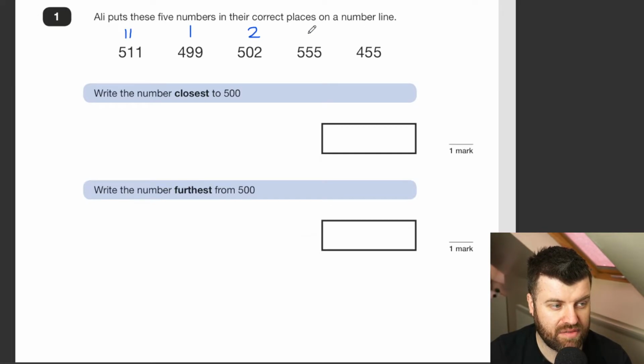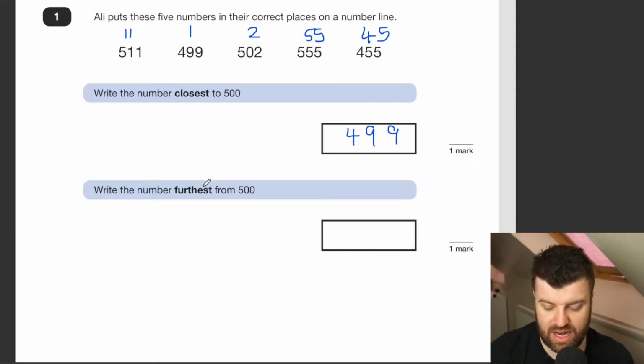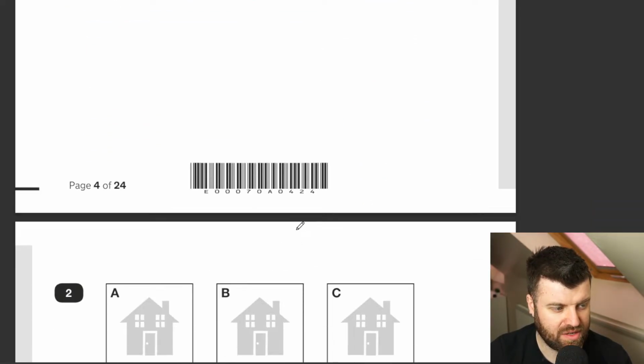502 is 2 away. 555 is obviously 55 away. And 455, you might think, oh, it's 55 away. No, we'd have to add on 45 to get to 500. So the number closest to 500 is 499 because that is only 1 jump away from 500. But this is why it was really important to do every single piece of work at the top, because now it wants the number furthest from 500. In this case, it's going to be 555. So well done if you got those.